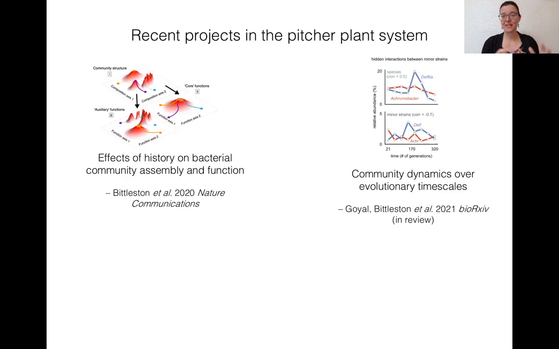We also continued these same communities over more than a year in the lab and looked at community dynamics over evolutionary timescales, thinking about how evolution might be acting within these complex communities. One interesting finding from this paper was that if you looked just at the species level for some organisms, you wouldn't see any correlation over time. There didn't seem to be an important interaction happening between these two species.